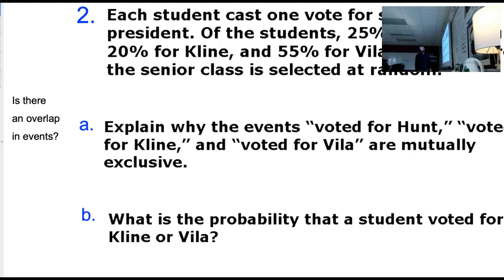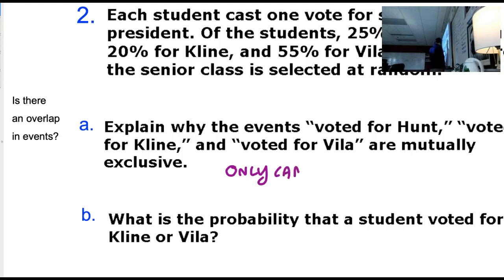Each student casts one vote for senior class officer president. Of the students, 25 voted for Hunt, 20 for Klein, and 55 for Villa. A student for the senior class is selected at random. Explain why the events voted for Hunt, Klein, or Villa are mutually exclusive.